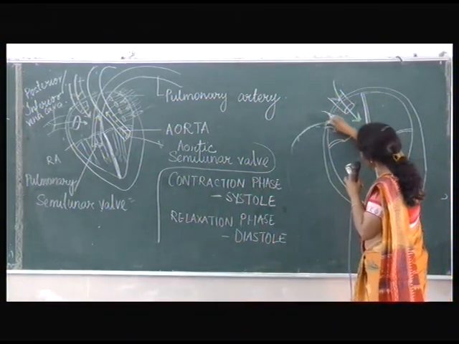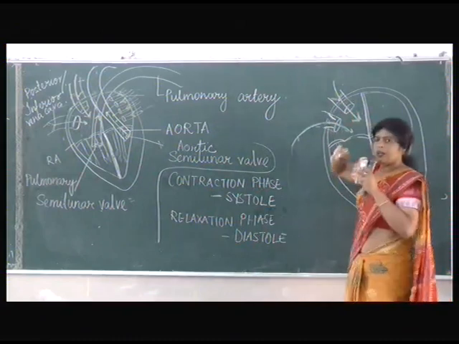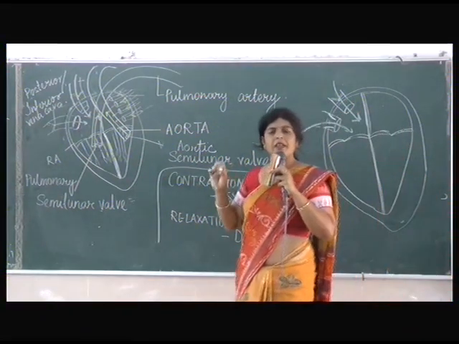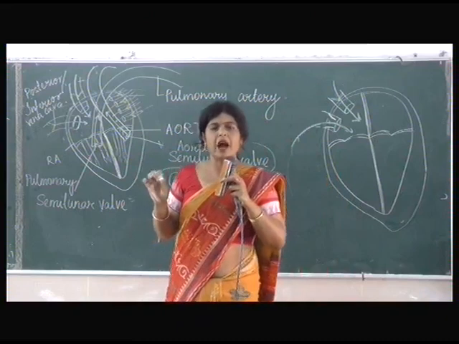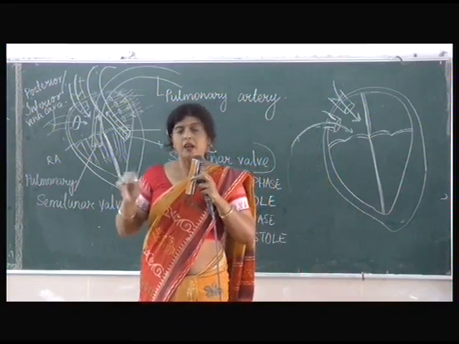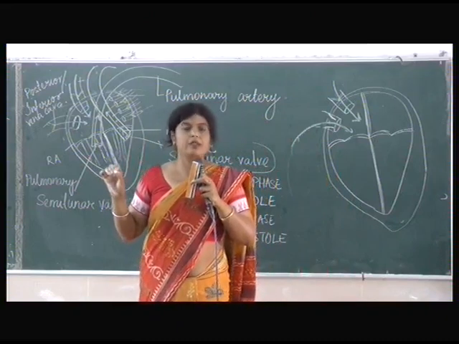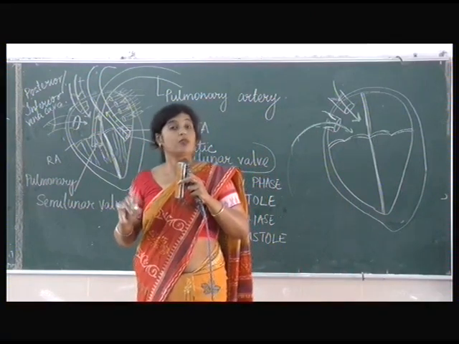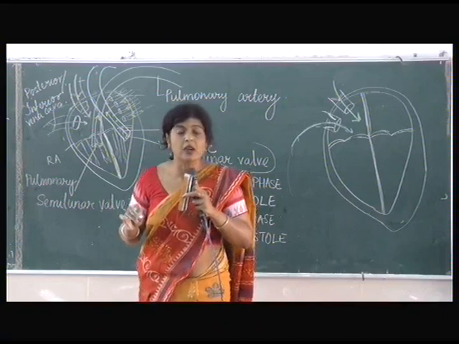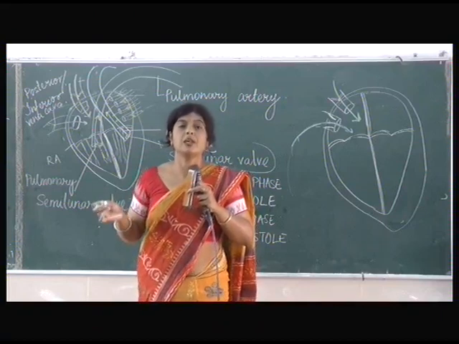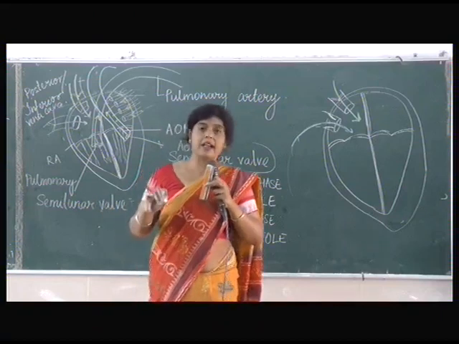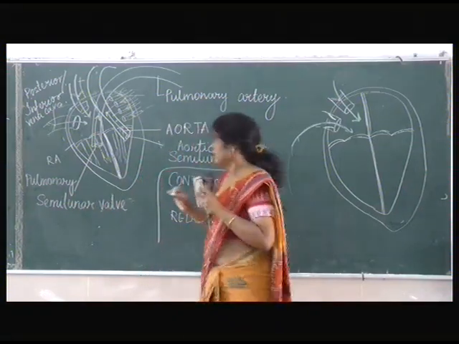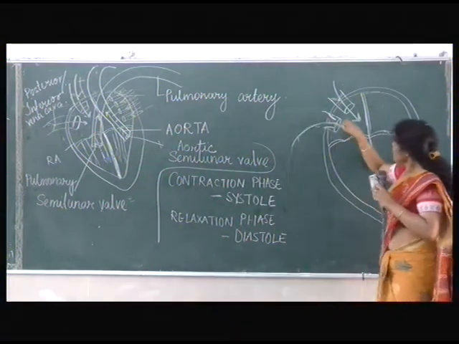This is how you can identify, in the exam you will be given a diagram and you have to identify the phase. Do not follow the arrows. Arrows may not be given. You have to see the valves, which valve is open and which valve is closed. By seeing that, you can easily make out which chamber is contracting and which chamber is relaxing. That means which is systoling and which is diastoling. Is it? All right.